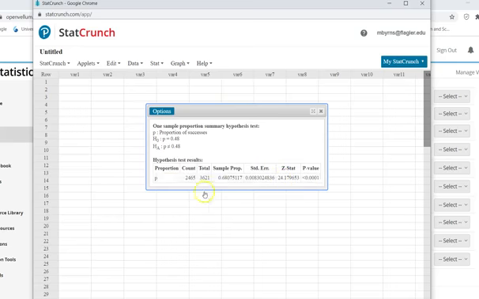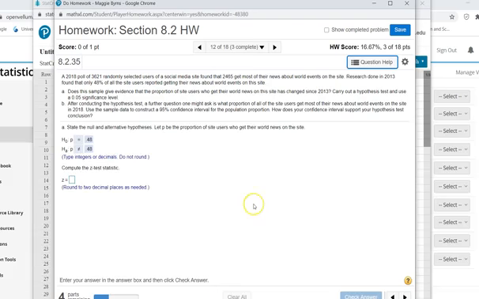So my z-score, notice what it tells you. Here's the count. That's my number of successes out of my total. There's p-hat if I needed it. There's the standard error if I needed it. My test statistic is, wow, 24. That's really, really unusual. Let me go back and check my numbers, make sure I didn't mess something up.